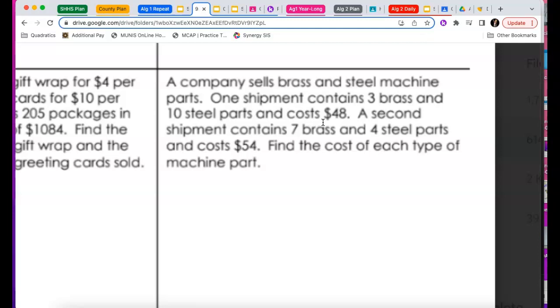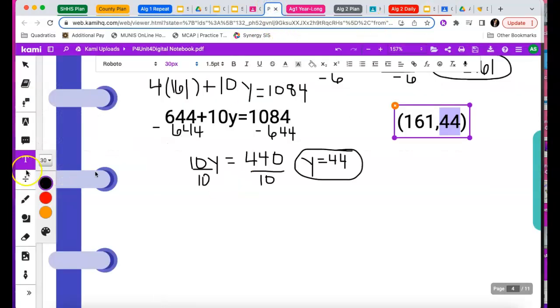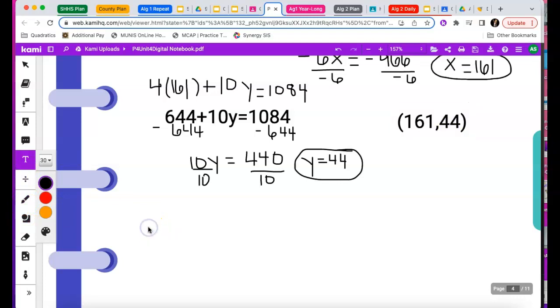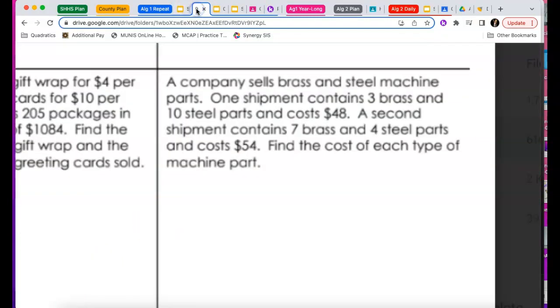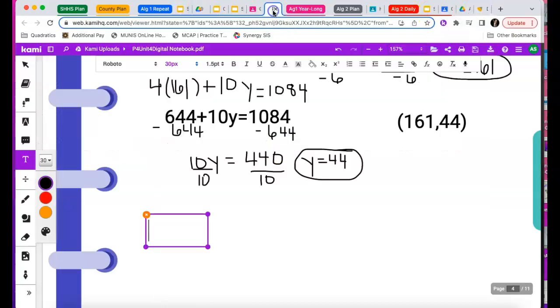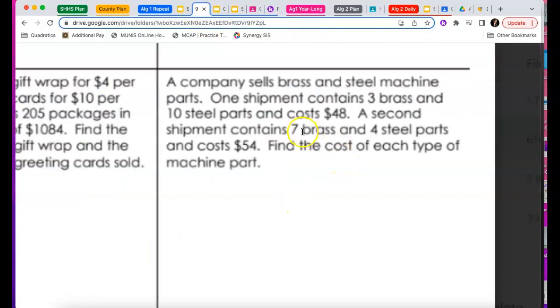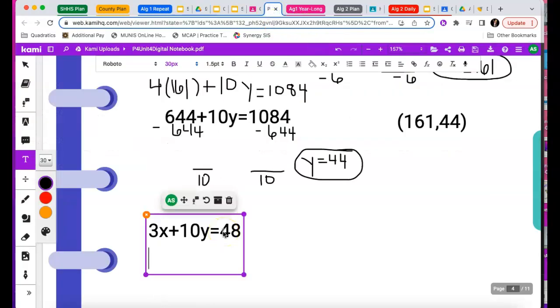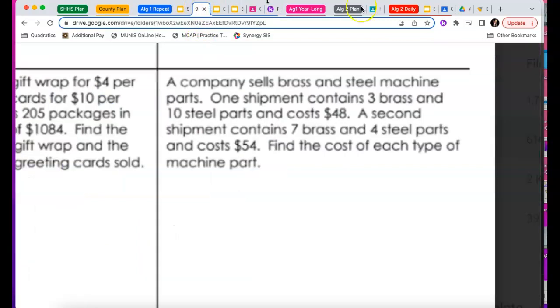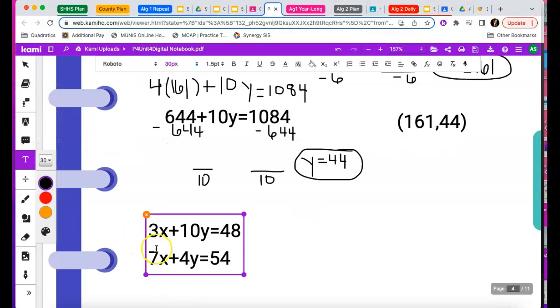Any ideas on what that equation would look like? Yes, absolutely. Great job. So you guys are already getting the hang of that. So 3x plus 10y is equal to the 48. And then the other one, it says 7 brass, 4 steel, total of 54. So 7x plus 4y is equal to 54. Just like that. Okay. So do any of our numbers match up?